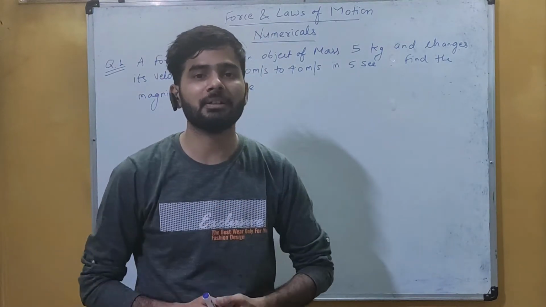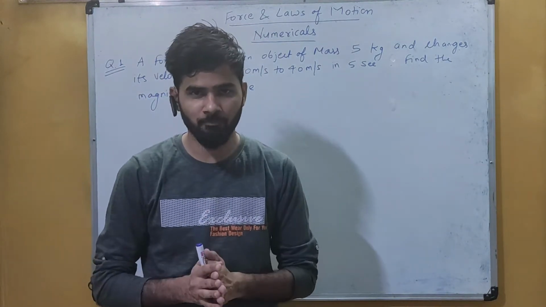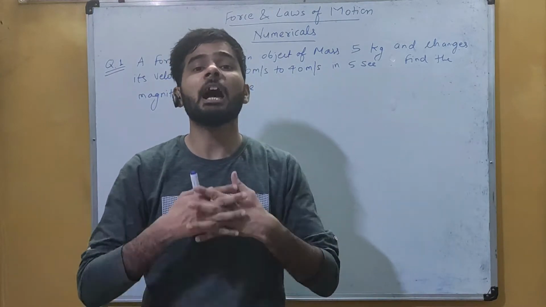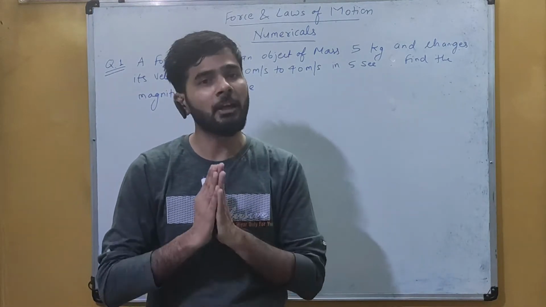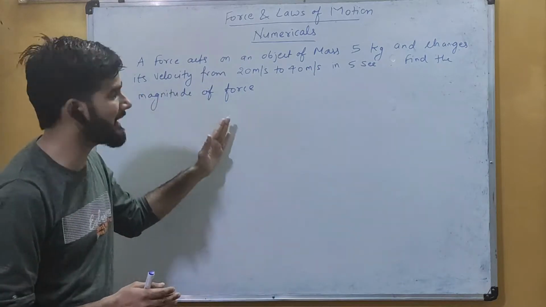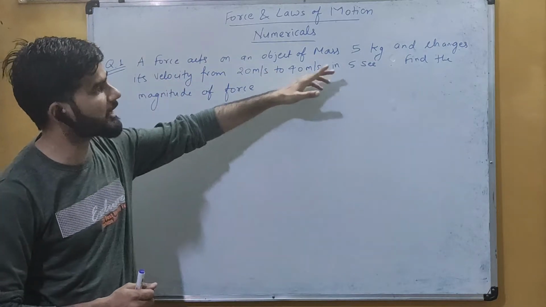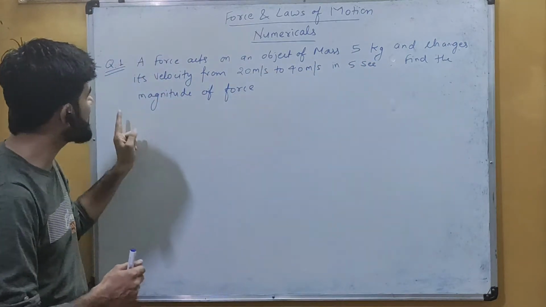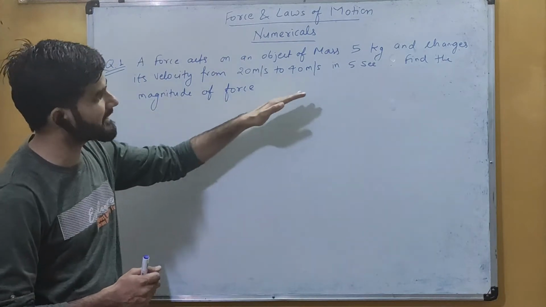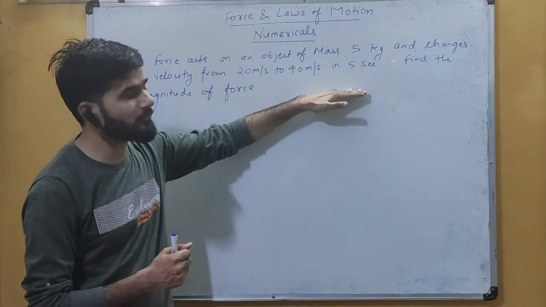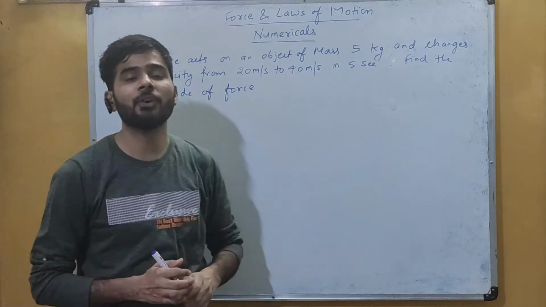We are studying our chapter force and laws of motion. Here in this video we will see how to solve the numericals based on the force. And here we have the first numerical: a force acts on an object of mass 5 kg and changes its velocity from 20 meter per second to 40 meter per second in 5 seconds. Find the magnitude of force.